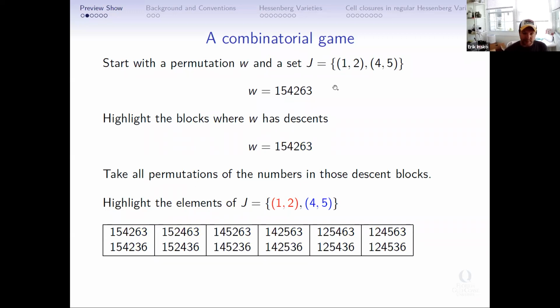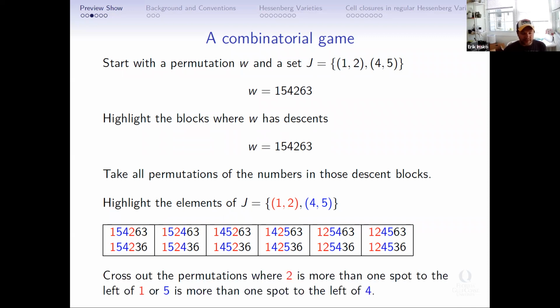Once you have those 12 permutations, now we're going to focus on J. We're going to highlight the elements of J in our permutations. I've dropped the color coding for a second, but now I'm going to highlight 1, 2, and 4, 5. I've highlighted 1, 2 in red and 5 and 4 in blue. The last thing we're going to do is cross out any permutations where the distance between 1 and 2 is more than 1 if there's a descent. If 1 is to the left of 2, you're fine. But if 2 is to the left of 1, then it needs to be adjacent to 1.